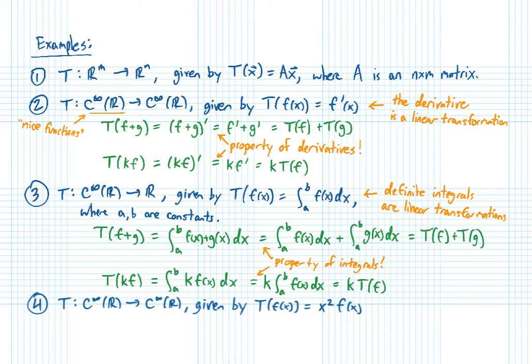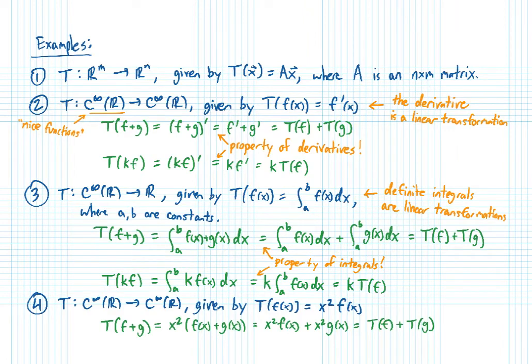Another example that involves functions is multiplication. So you can take any function. In this example, I'm using x squared, and you can make a transformation where you multiply by that function. If you take a function and you multiply by x squared, then that's a new function. And so that is a perfectly well-defined transformation. And for this transformation, the property that T of f plus g is equal to T of f plus T of g is the distributivity law.